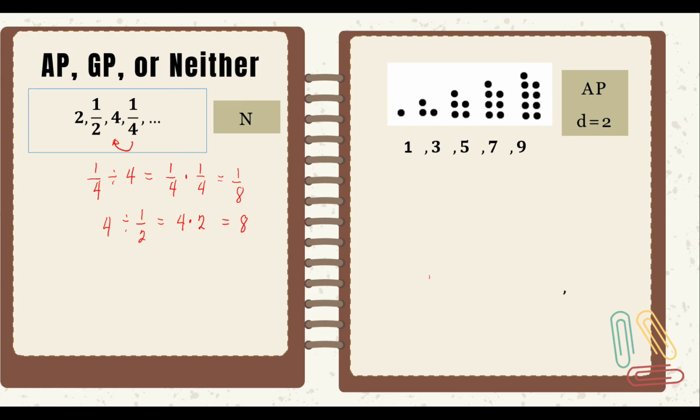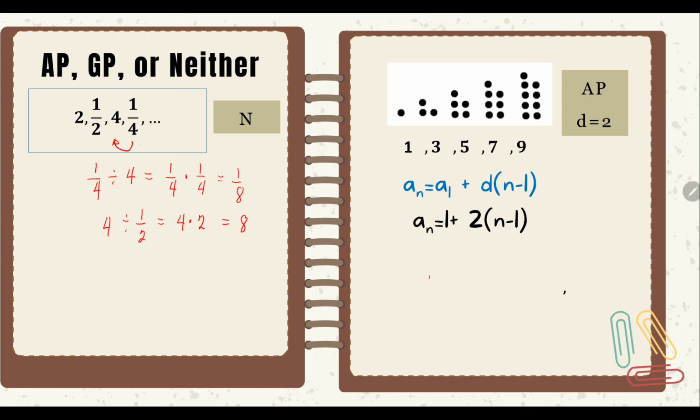Again, how did we get the common difference? 9 minus 7 is equal to 2. 7 minus 5 is equal to 2. 5 minus 3 is equal to 2. And 3 minus 1 is equal to 2. We likewise give the formula. By the way, what is the term after 9? That would be 11. Now let's set up the formula, substituting whatever are the necessary information.